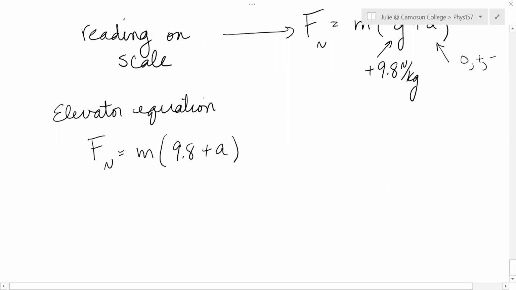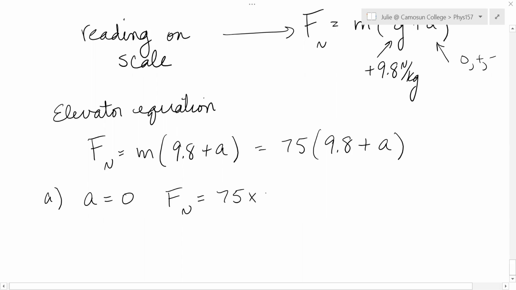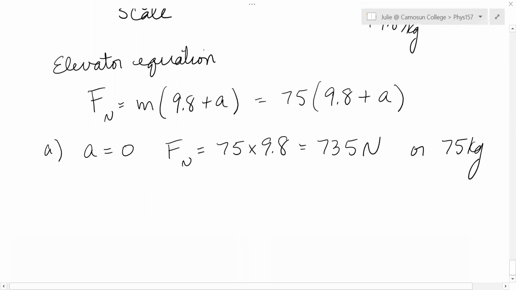Okay, so then it says what's going to happen. First of all, it tells us it's a 75 kilogram person, so may as well put that in. So it's 75 kilograms times (9.8 plus a). Okay, so part A. It says, what does it read when the elevator is at rest? Well, that would be a equals 0. So Fn would equal 75 times 9.8, and this would be in newtons. That would be 735 newtons, or 75 kilograms. It depends how the scale is calibrated, whether it's reading newtons or kilograms.